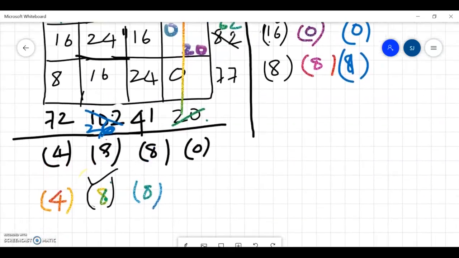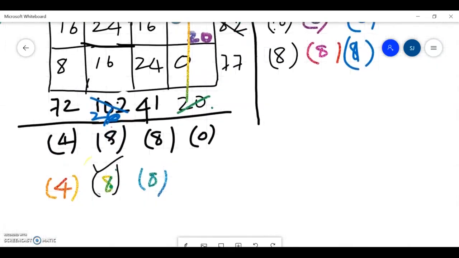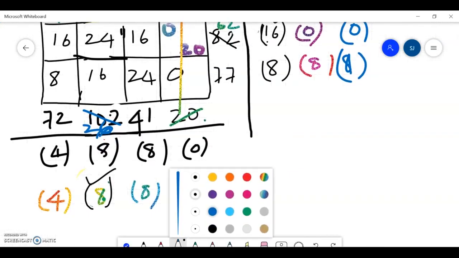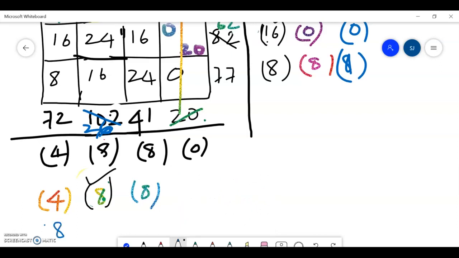And here when you get 16 and 8, the penalty is 8. And here 16 and 24, that is also 8. The next 16 and 24, that is also 8. The highest penalty is 8. Again we are getting 8 only. You have to find out which is the highest allocation we can give from here.